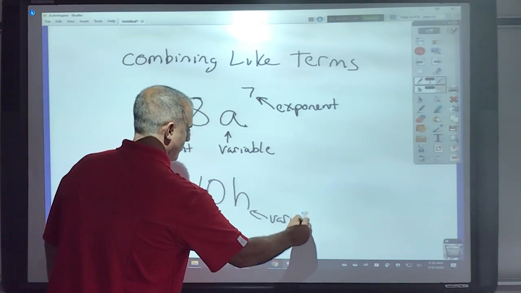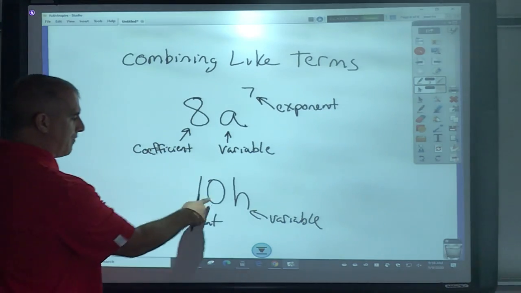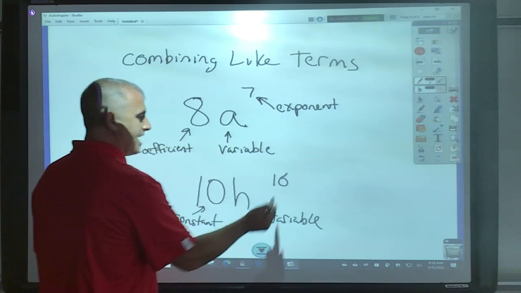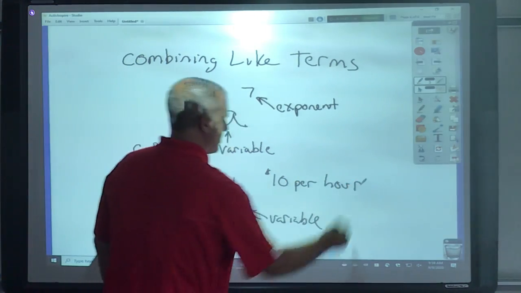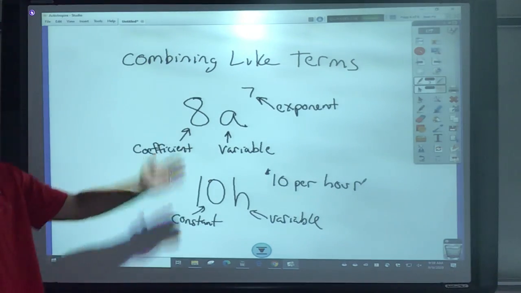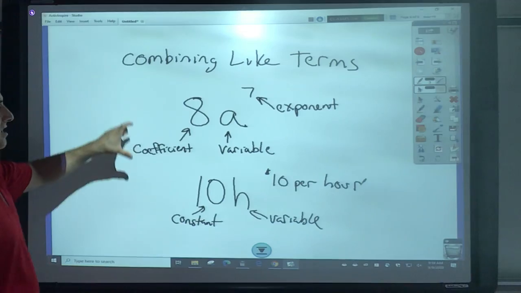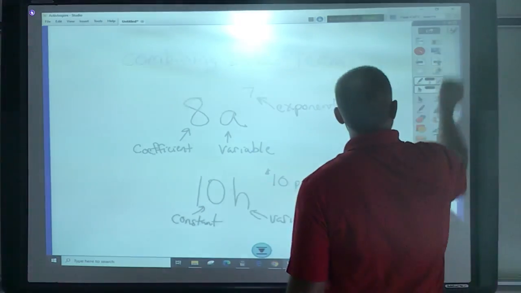All right? This is a great real-life example for 10, let's say $10 per hour. And that's how you can figure out wage. 10 times the number of hours you work gives you that amount. So combining like terms: coefficient, variable, exponent. Okay?